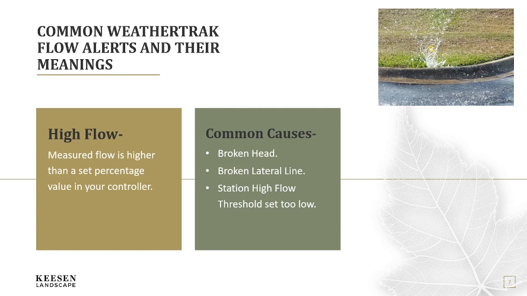To troubleshoot, simply walk out to the station that throws you the high flow alert, manually run the station from your WeatherTRAK app or from the controller, and check for breaks or leaks. If you don't find any, ensure that your high flow threshold is set to the correct value in your WeatherTRAK Central programming page. If you need help with this, I have a training posted to teach you about the learn flow and programming processes linked on screen now.